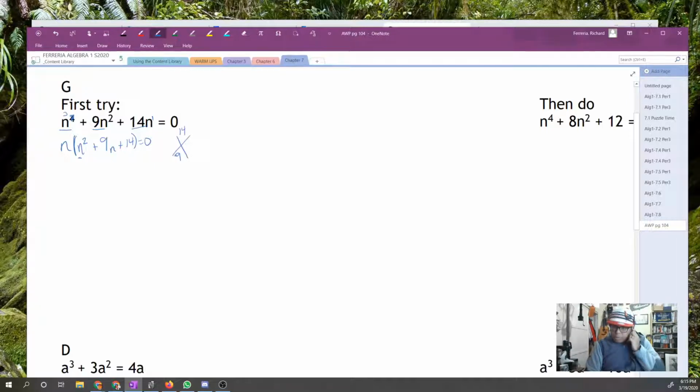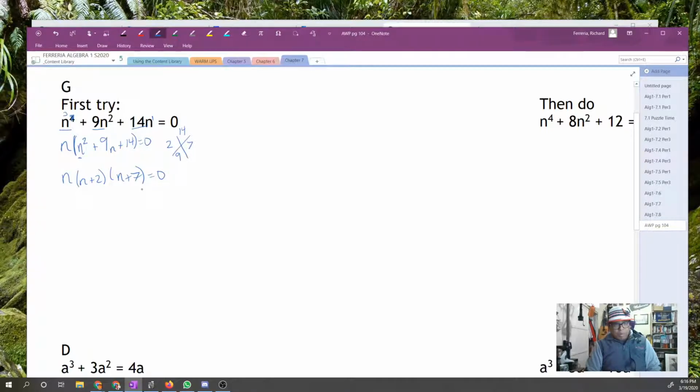Let's think of 2 numbers that multiply to make 14, add to make 9. You're right, that's positive 2 and positive 7. I hope you guys are seeing these things really quickly now. N plus 2, N plus 7 equals 0.